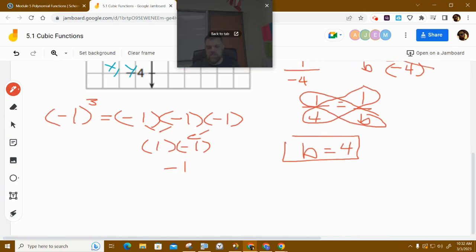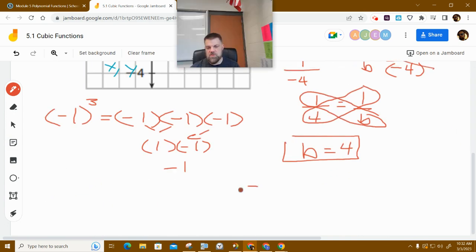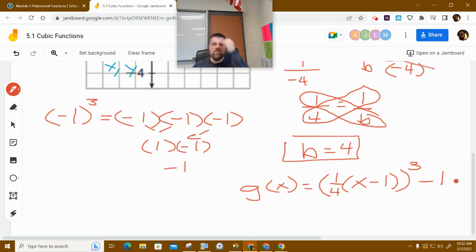Well, yeah. So it'd be g of x. So we'll say g of x is equal to 1 over b, which is 4, times the quantity x minus h, which was 1, cubed, minus 1. Now, how can I verify that, you guys?